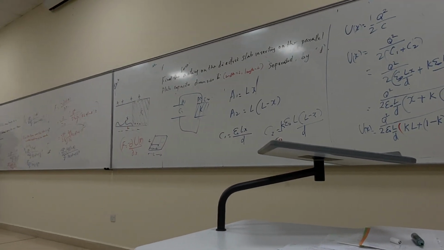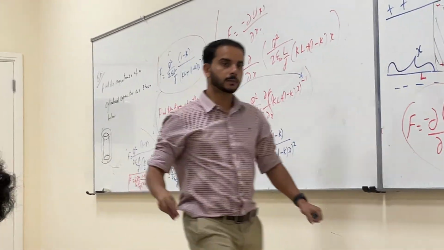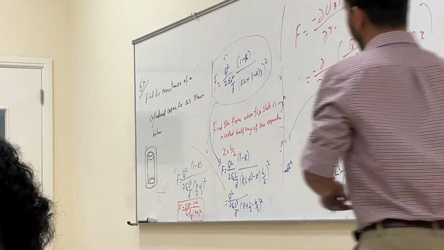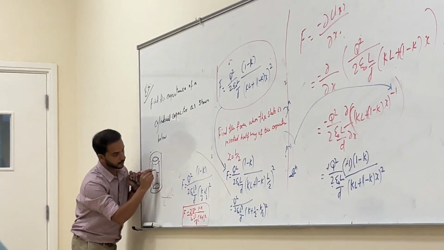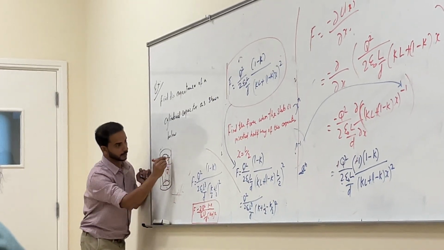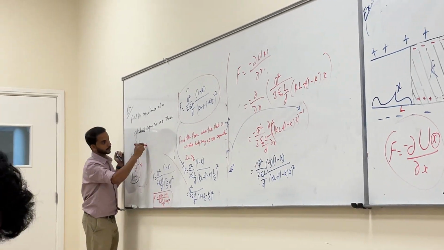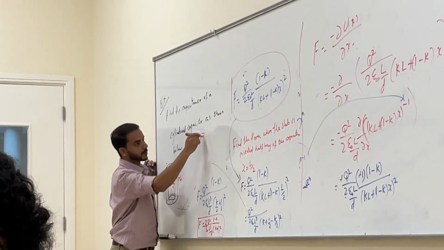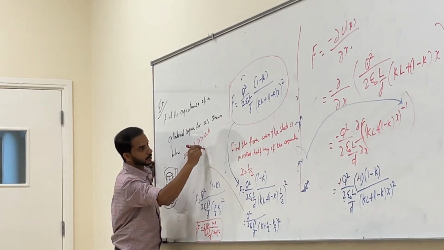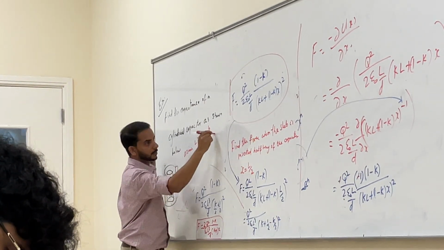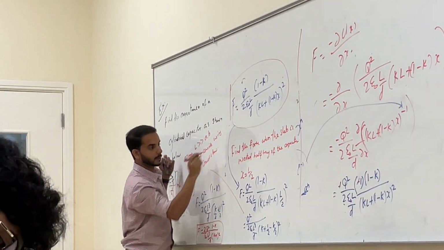So I have concentric cylinders. Just give me one more minute, then I will finish it. The radius of the inner cylinder is A, and this one is B, and the length is L. And assume L is much more than A and B. How do you find the capacitance here?